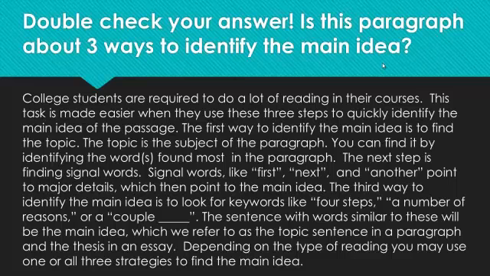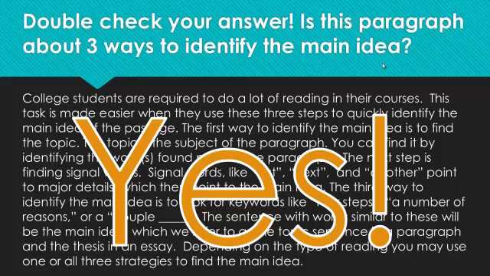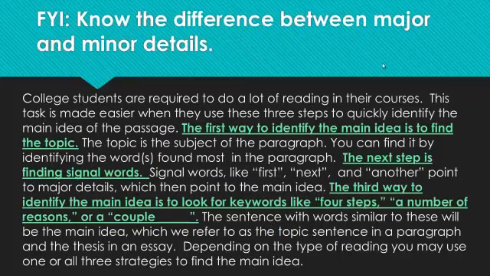Well, if we look back at the major details, the first major detail is the first way to identify the main idea is to find the topic. The second major detail is the next step is finding signal words. And the last major detail is the third way to identify the main idea is to look for keywords. It does seem to say that this paragraph is about the 3 ways to identify the main idea. So yes, we're right.